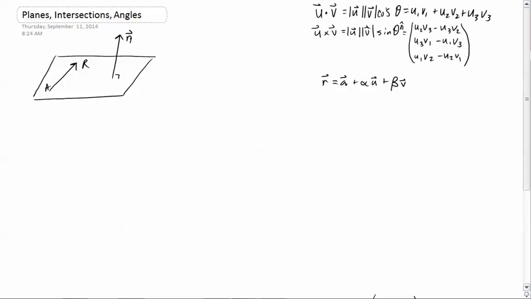Alright guys, today we're going to be looking at planes and intersection angles, and I'm going to do a couple of different videos on this to kind of get us introduced to a few different ideas.